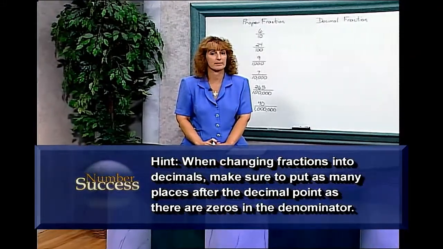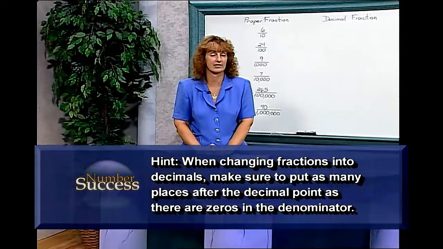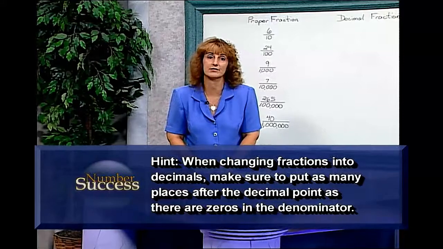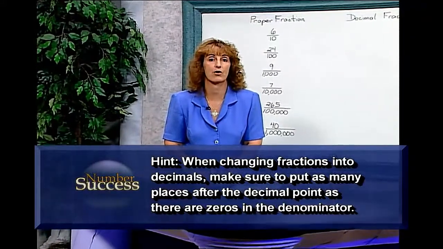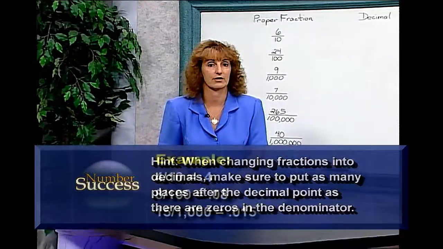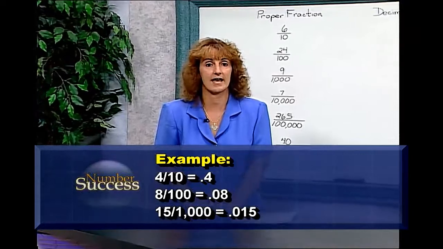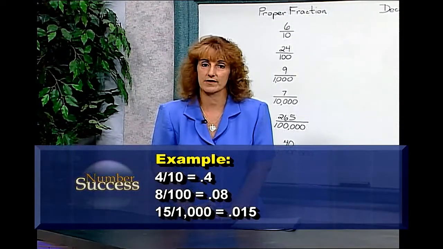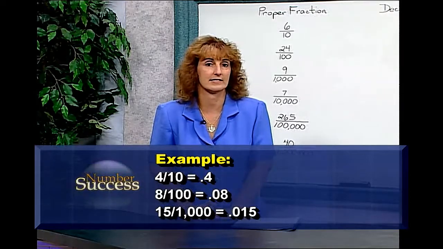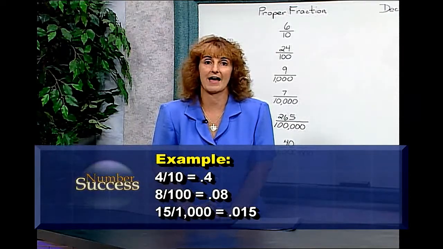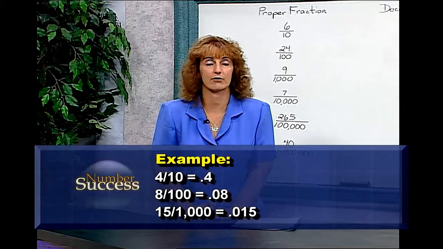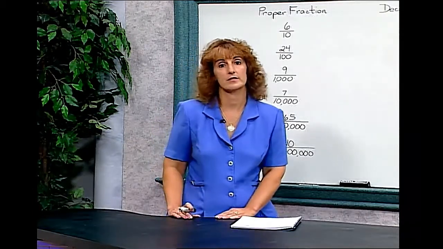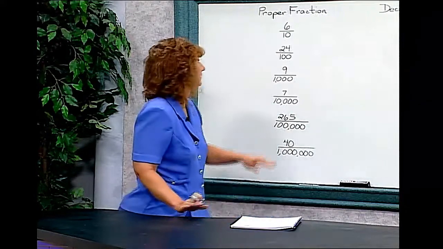A good hint to remember is when changing fractions into decimals, make sure to put as many places after the decimal point as there are zeros in the denominator. For example, 4/10ths equals 0.4, 8 100ths equals 0.08, and 15 1,000ths equals 0.015. Let's look at a few more examples to help you better understand.